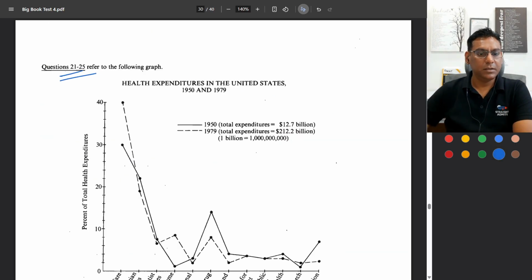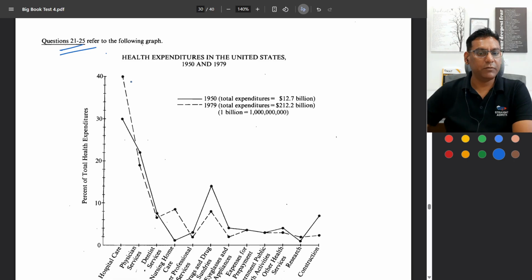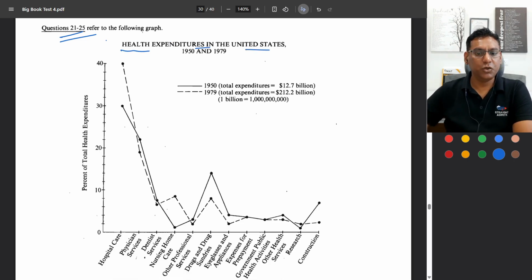All right, let's look at the graph questions, questions 21 to 25. Health expenditures in the US, 1950, 1979. Okay, only 2 years they have given. 1950 is represented by these. This is the 1950 series, the solid one, and the dotted one is 1979. Both expenditures are in billions. In 1950, the total expenditure was 12 billion something. In 1979, it was really big, about 18, 19 times bigger than the earlier one.